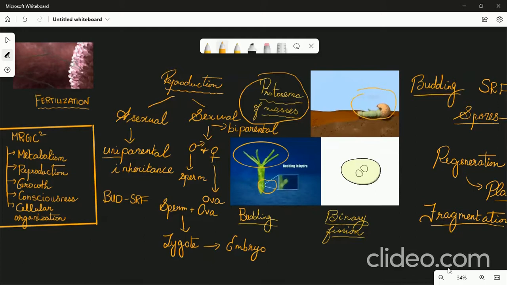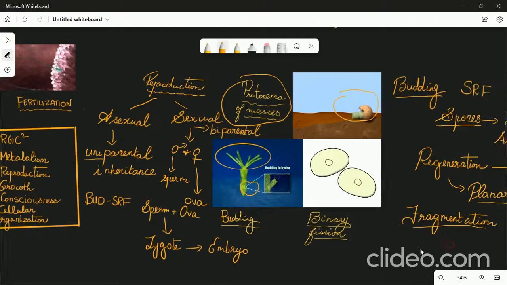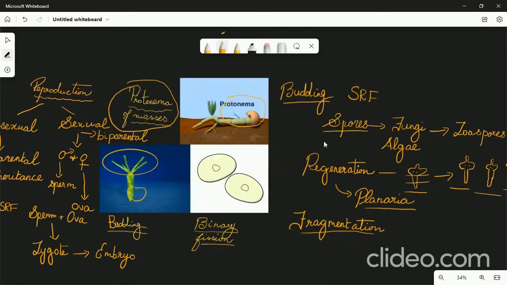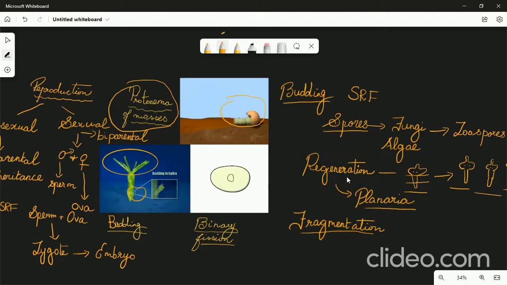At the same time, asexual reproduction is divided into many types. The first is budding, which is observed in hydra. In BUDSRF, S stands for spores formation, which is observed in fungi and algae, R stands for regeneration, which is observed in planaria, and F stands for fragmentation, which is observed in mosses, that is, protonema of mosses.